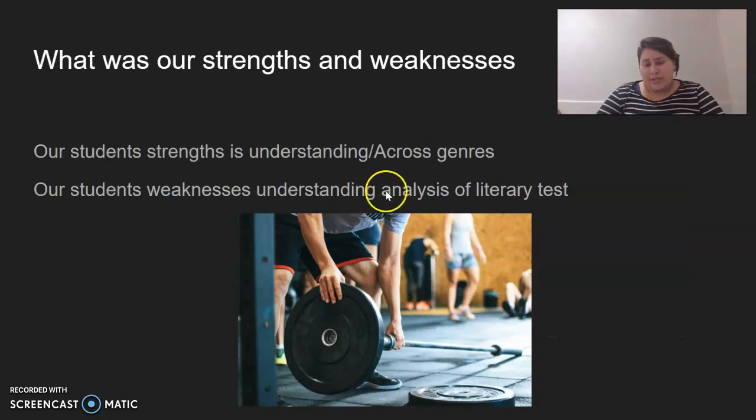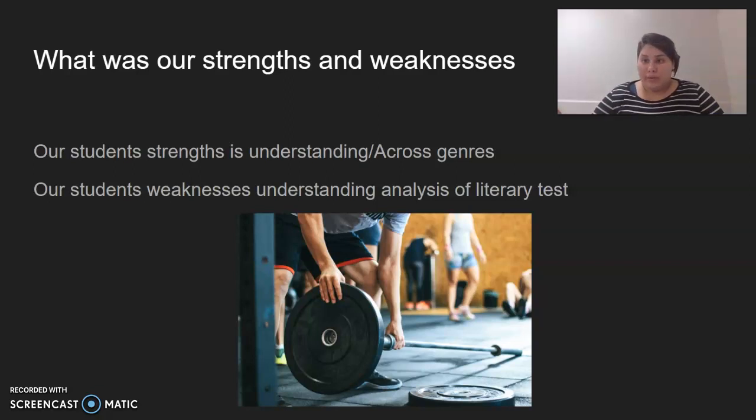So what were our strengths and our weaknesses last year? If you look at our results, you'll see that our strength last year was understanding across genres, understanding and analyzing across all the genres. Remember going back to video 1, this means they understand the vocabulary of reading, and they understand how to do text to self and text to world connections.